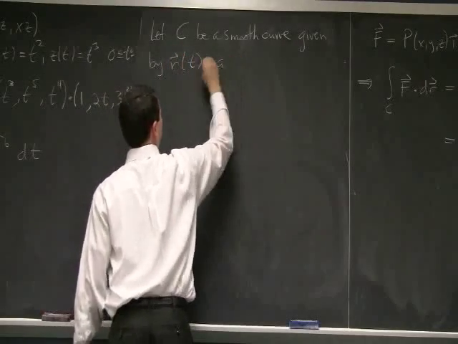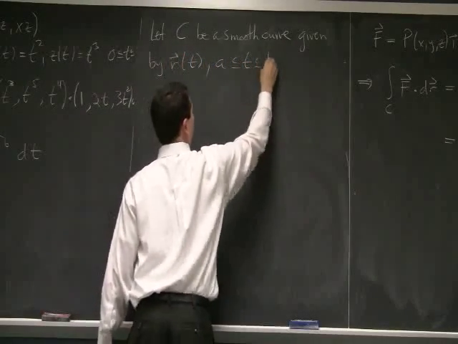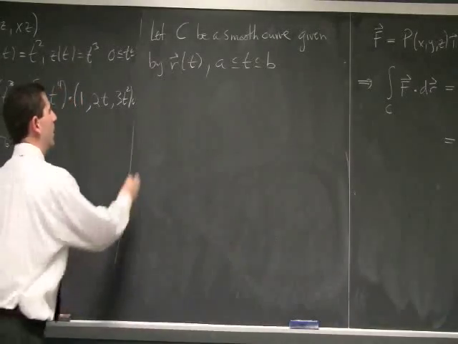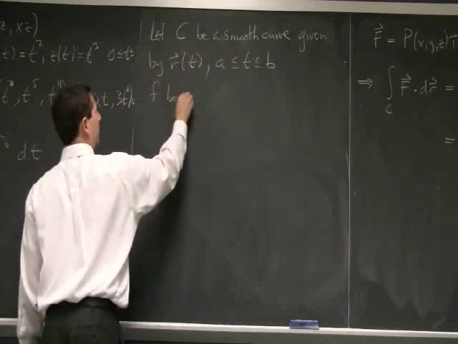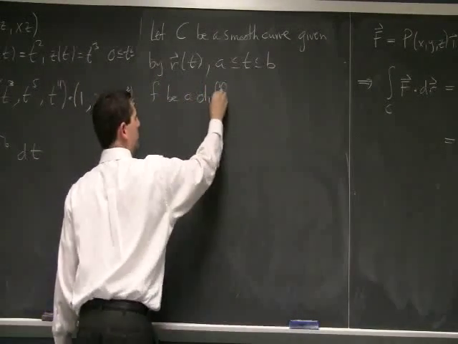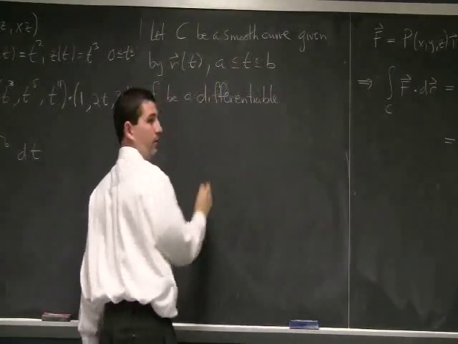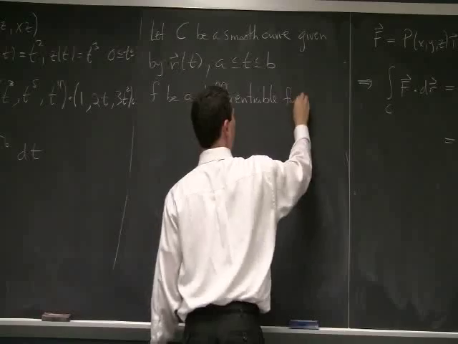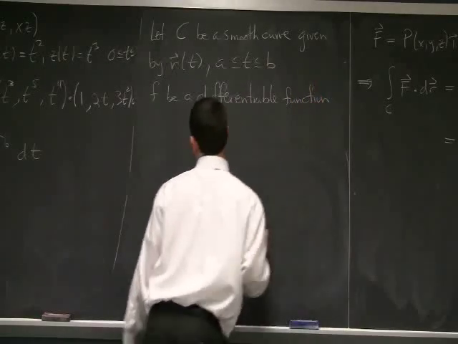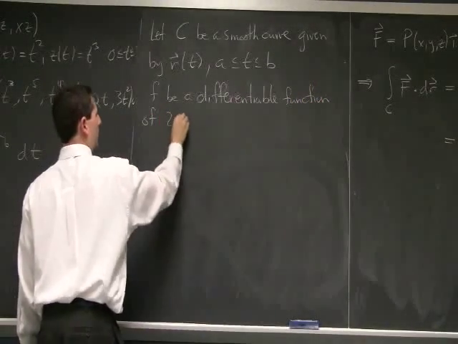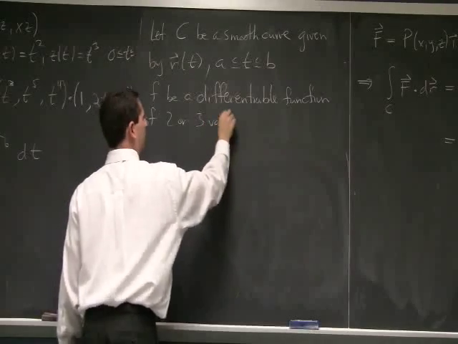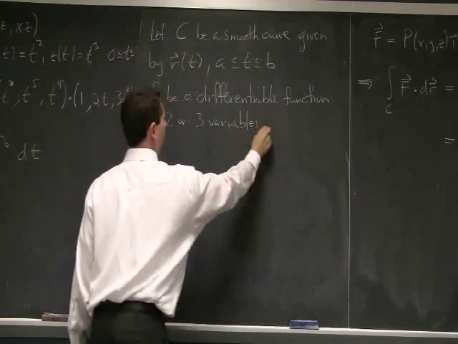So let's let C be a smooth curve. Did I write curve behind me? It's given by r of t, where t goes from a to b. And we'll let f be a differentiable function. This is a scalar function of two or three variables. What I'm writing will be true for both.